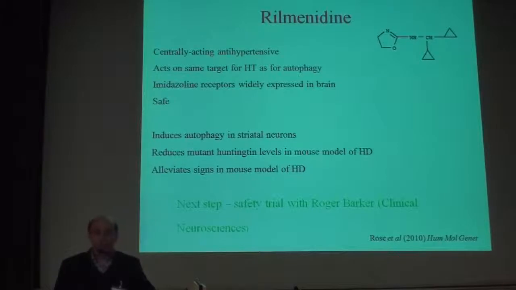We showed that it reduces mutant huntingtin levels in the mouse model of Huntington's disease and alleviates signs of this disease to a very similar extent to which we saw with rapamycin. And so we're currently in the midst of a safety trial with Roger Barker in Cambridge to test this drug in early stage Huntington's patients to ensure that there are no unforeseen drug gene effects in the Huntington's patients. And hopefully this is a box we can tick to increase our armamentarium to try to justify a proof of concept study in early Huntington's patients.